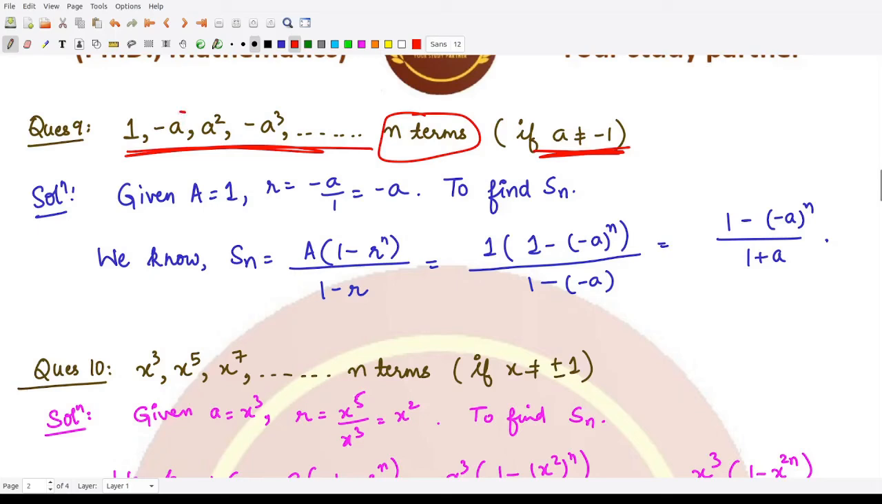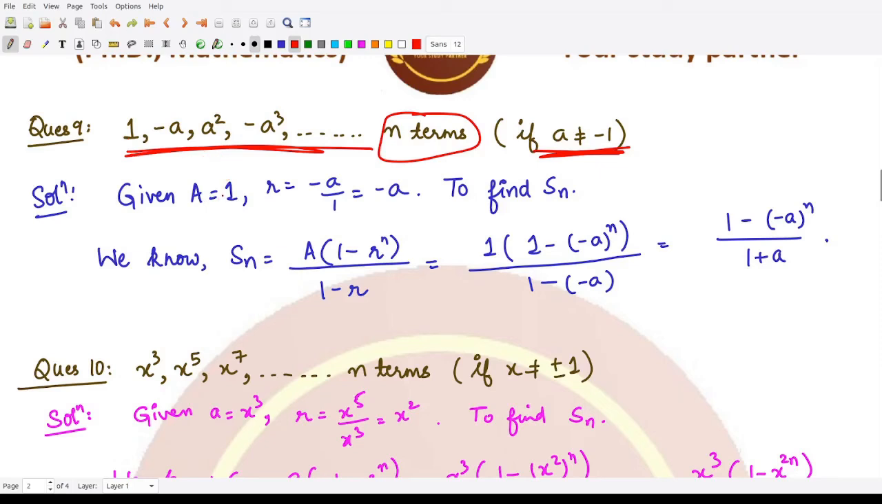So here notice that in the question small a is being used as some term. So therefore in order to denote our first term, we cannot write small a here, because in that case it would be the same term as this a. So therefore we need to take another symbol in order to represent our first term. So let's take capital A representing our first term. Because our first term is 1, capital A becomes 1.